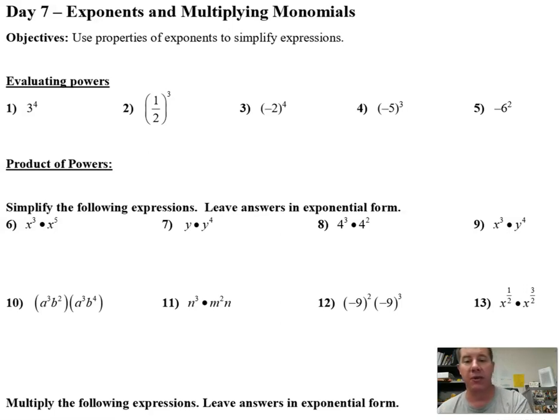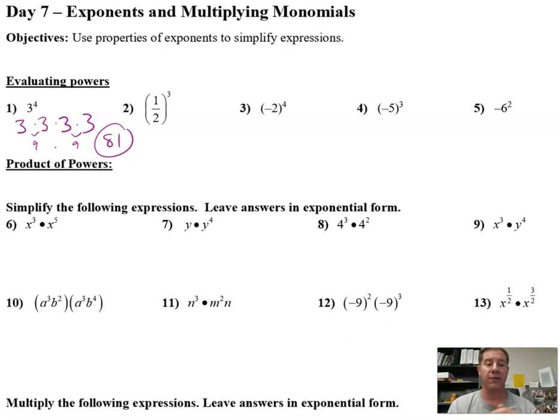So 3 to the 4th again means 3 times 3 times 3 times 3, so I want to multiply that out 4 times. And then you're just going to multiply these together. You can do 3 times 3 is 9, times 3 is 27, times 3 is 81. Or you could just go, 3 times 3 is 9, times 3 times 3 is 9, and 9 times 9 is 81. But you should be able to evaluate that power. We could always just put it in our calculator too. 3 to the 4th is 81.